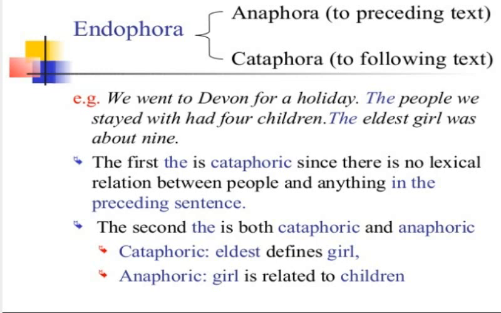The first "the" is cataphoric since there is no lexical relation between "people" and anything in the preceding sentence. The second "the" is both cataphoric and anaphoric. Cataphoric: eldest defined as girl. Anaphoric: girl is related to children.